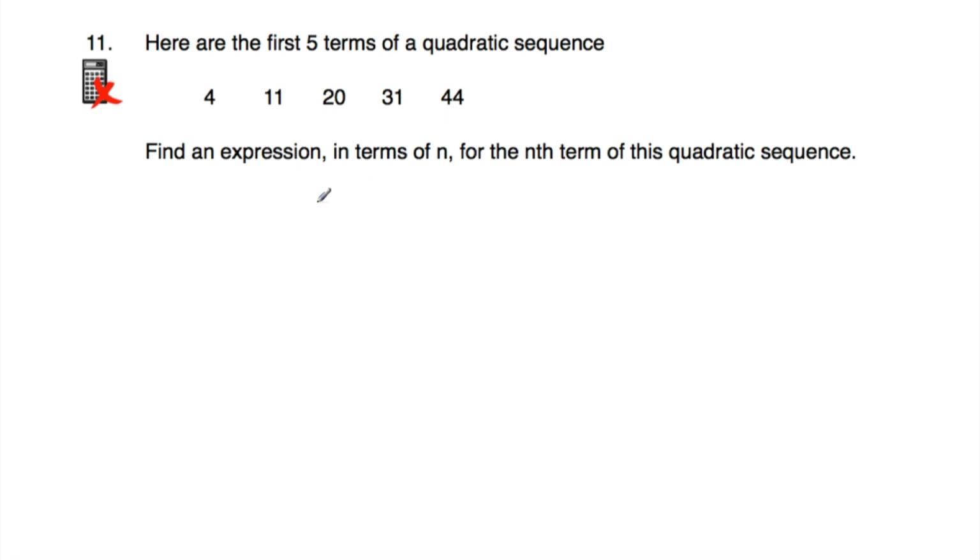So let's start off by writing down the sequence. We've got 4, 11, 20, 31, and 44. Whenever we're finding the nth term of a quadratic sequence, I'm going to write down the first differences and the second differences. So the first differences: to get from 4 to 11, add 7, then add 9, then add 11, and add 13. So we've got our first differences.